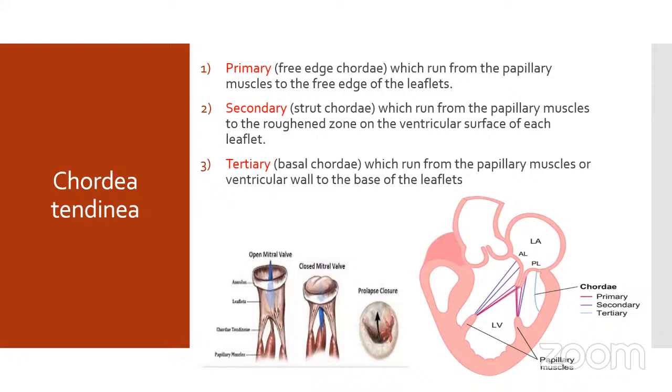So primary chordae are inserted on the free margin of the leaflet and function to prevent prolapse of the leaflet. The secondary insert on the ventricular surface of the leaflet and relieve the valve of excess tension. The tertiary or basal are limited to the posterior leaflet and connect the leaflet base and mitral annulus to the papillary muscle.